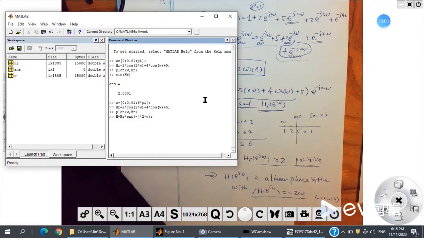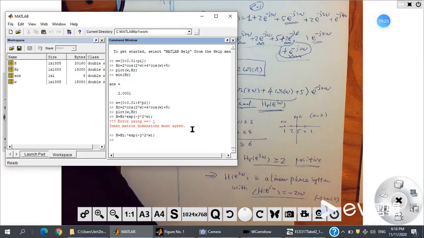This is H. This is a complex number. Oh, the dot. I need to put the dot here. Because both are vectors, I want them multiplied together. When they are multiplied together, I want them multiplied element by element. So I need that dot before the multiplication. Okay. So by this H, I have H. Then I just plot the angle of H, right?